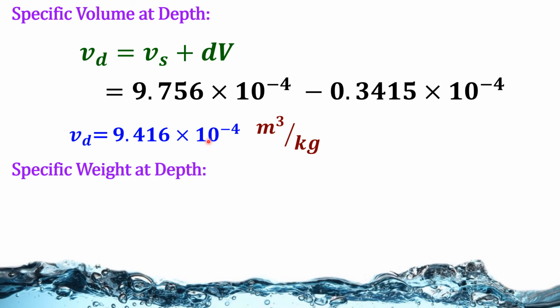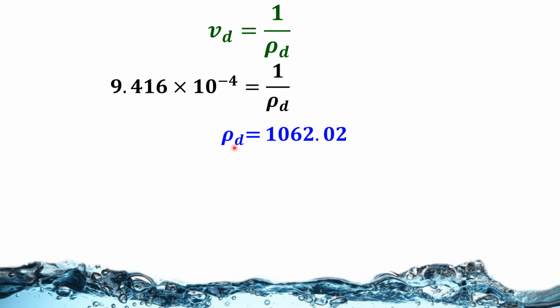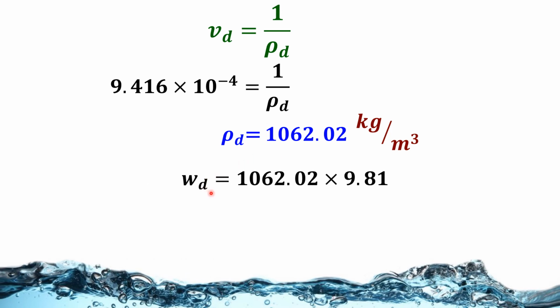Next, we are going to calculate specific weight at the depth, where Wd is equal to rho d into g. First, we need to calculate the density at the depth. So, we are going to use the specific volume at the depth formula, where Vd is equal to 1 by rho d. We know the Vd value. Substituting it, we get the density at the depth as 1062.02 kg per meter cube. Now, substituting the rho value in the specific weight formula, Wd is equal to 1062.02 into 9.81. We get the specific weight at the depth as 10418.41 Newton per meter cube.